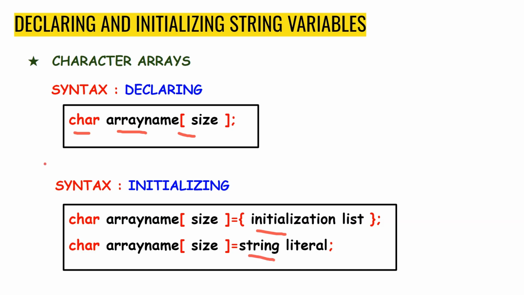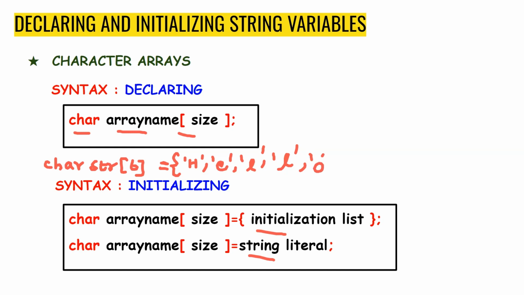Say for example, char str[6] = we can use the initialization list here. Each character is separately given, separated by commas: 'H', 'E', 'L', 'L', 'O'. Suppose I want to store the string hello, I have to give the characters individually as character constants in the initialization list. So I have to specify the null character also. When I am initializing a character array with this initializer, the terminating null character has to be explicitly placed. When it is initialized with a string literal constant, the terminating null character is automatically placed.